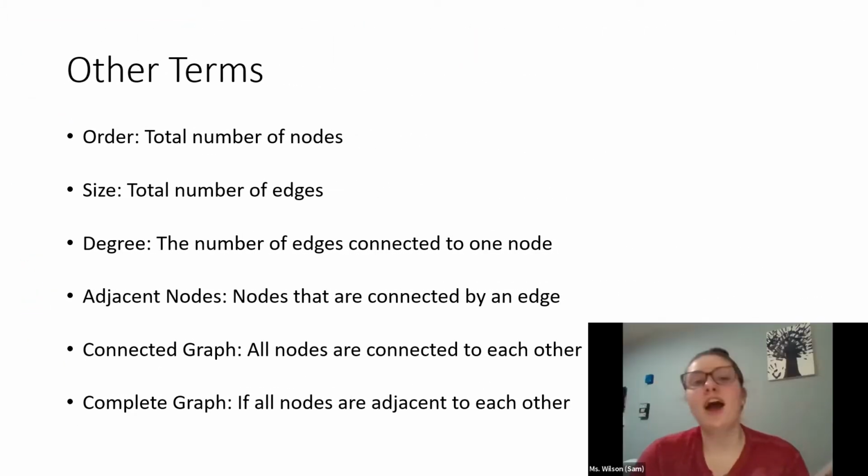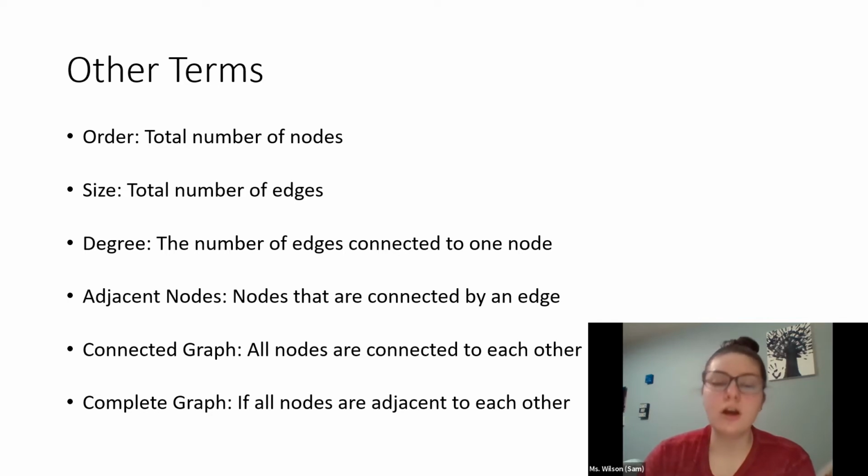As Mercedes was saying, vertices or nodes and edges are the two main components of graph theory. However, there are other terms involved. Order is the total number of nodes or vertices. So this is the total number of finite objects we are dealing with. Size is the total number of edges. So this is the number of connections between the finite objects or nodes or vertices. The degree is the number of edges connected to one node. So it's the number of connections that are made from one object.